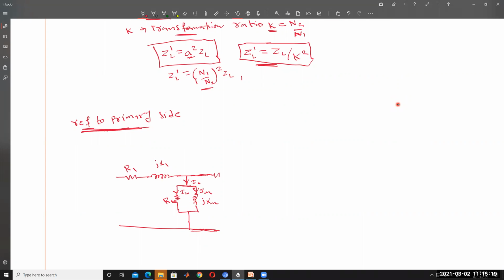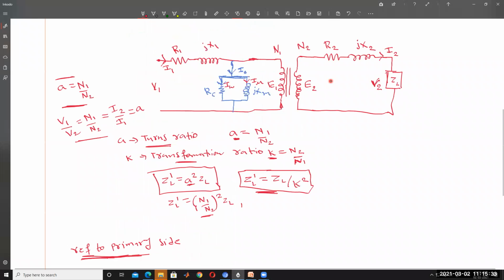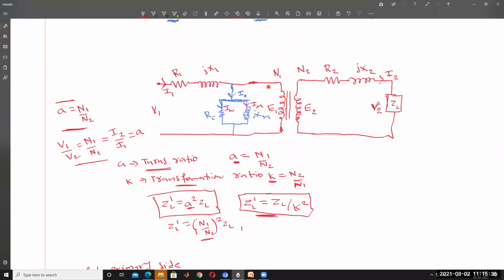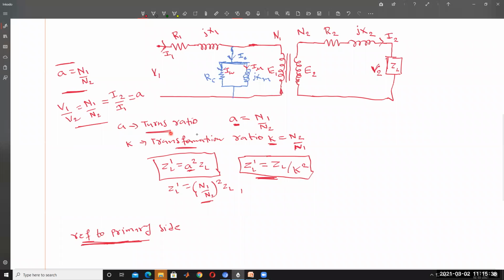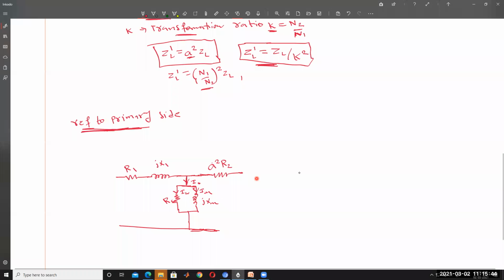R2 into A square, that is A square times R2. So that is the secondary branch parameter R2 converted into the primary side. That's why it will become A square times of ZL, that means A square times R2. And next the reactance also, that is nothing but j into A square times X2.